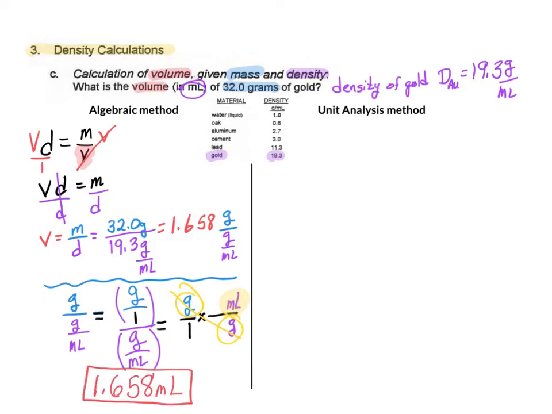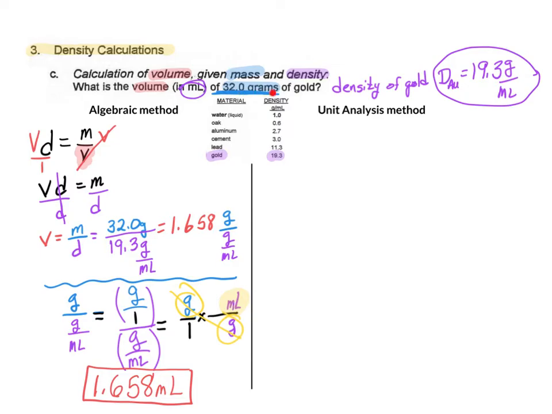Now let's try the unit analysis method. In this method, we still have the same two pieces of information. We know that we have 32 grams of gold, that's our mass, and we know that we have a density of 19.3 grams per milliliter for gold. So where are we going to start this problem?